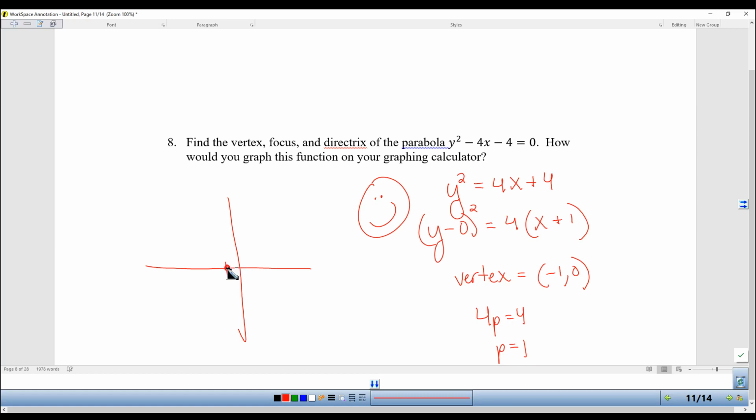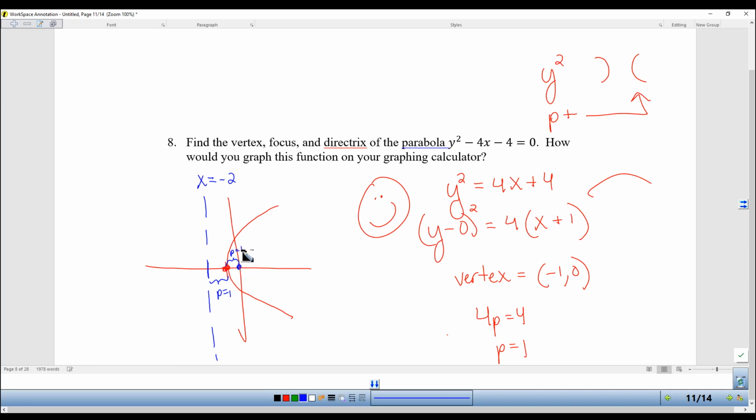So -1, 0 is my vertex, and since p is 1, and since I know it's a sideways parabola, whenever I see a y squared, I know it's one of these two, and since p is positive, I know it's this one. So I have my vertex, I know it goes this way, and now I know that my p is 1, so that means my directrix, the directrix is not going through the parabola, it's always on the other side of it. My directrix is a vertical line, so it's x is equal to -2. And my focus has to be 1 in the other direction, p is 1, and my focus is 0, 0.